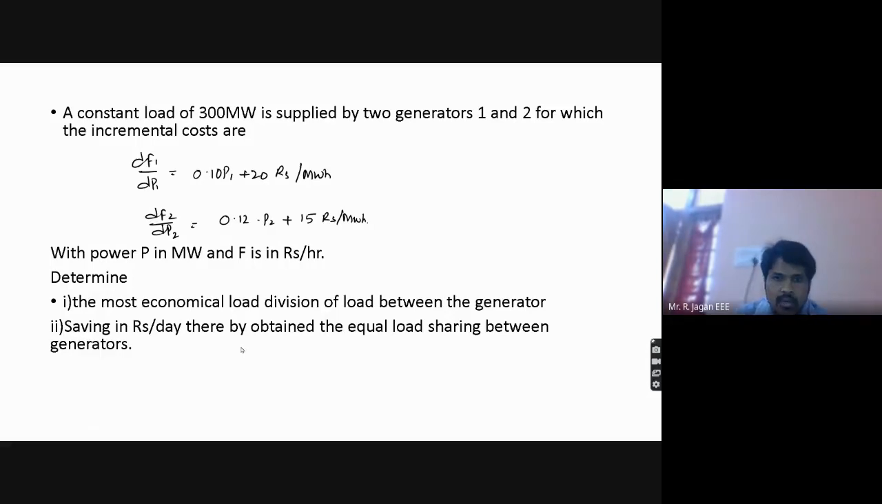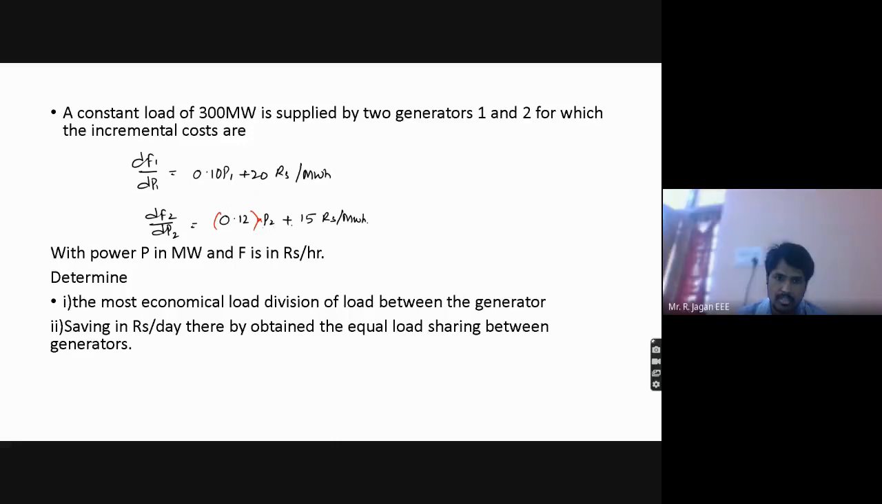Constant load of 300 megawatt. That means total load P is equal to P1 plus P2 is equal to 300 megawatt. Of two generators 1 and 2, for which the incremental costs are given by dF1/dP1 and dF2/dP2 as given. This is into, Babu. Don't confuse here. This is into.